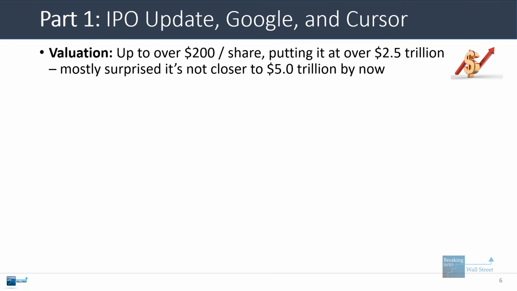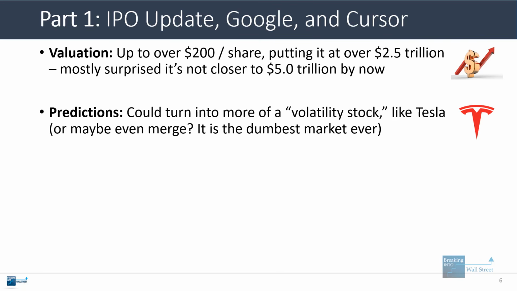As I record this, SpaceX is up to over $200 per share, putting it at over 2.5 trillion, and frankly, I'm mostly just surprised that it's not closer to 5 trillion by this point, as I predicted in that first valuation video. Now, it could potentially turn into more of a volatility stock like Tesla, where it just bounces up and down a lot within a pretty wide range.